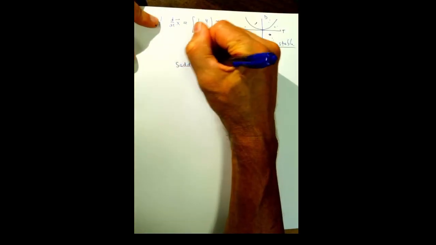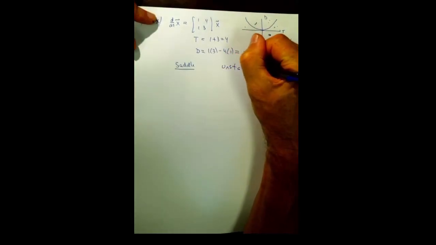The determinant is going to be 1 times 3 minus 4 times 1. 3 minus 4 is minus 1. So that means I'm down here, the determinant is negative, and without doing anything else, I know it's going to be a saddle, and it's going to be unstable.